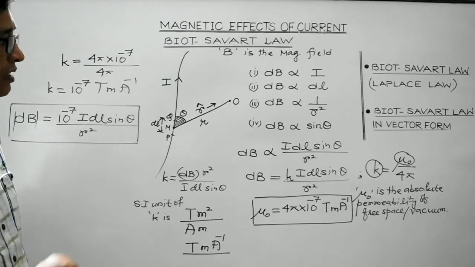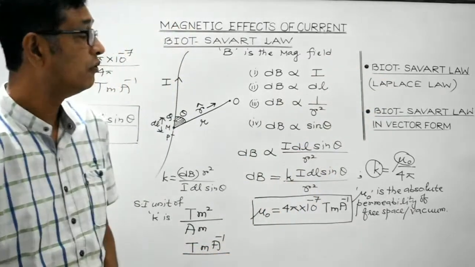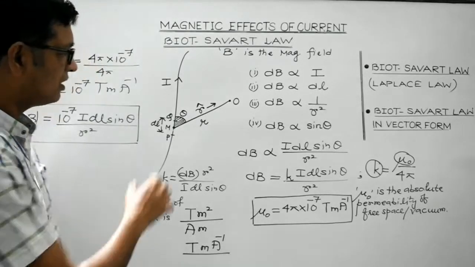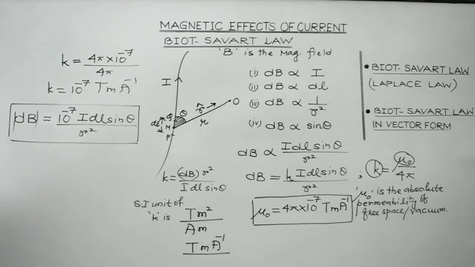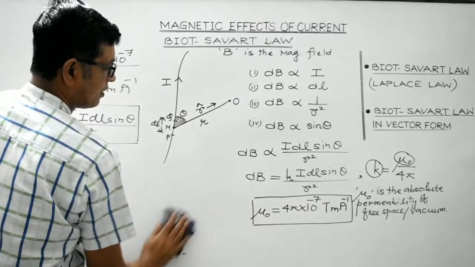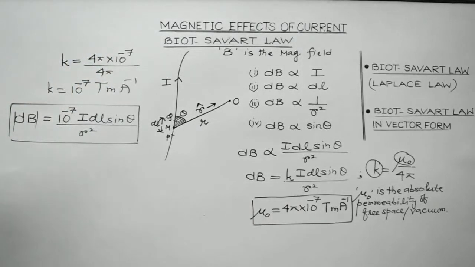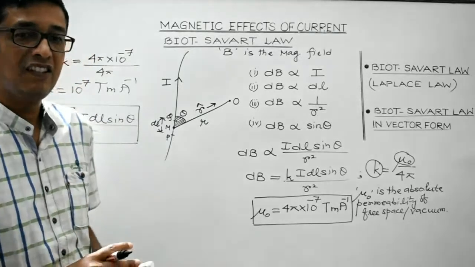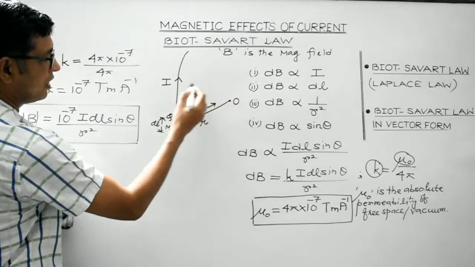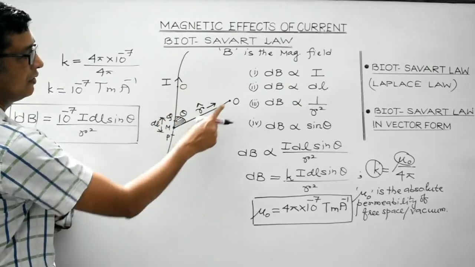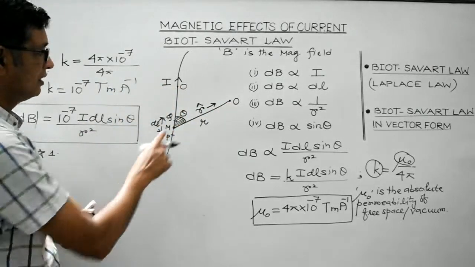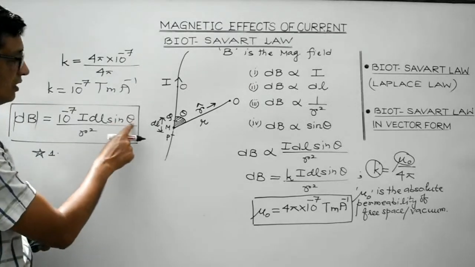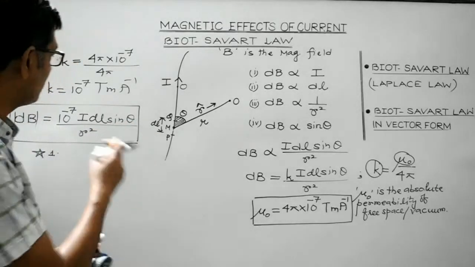So before we start with the Biot Savart law in the vector form, we must discuss some special cases as well, right? One of the cases, the first very important point is, what happens if this observation point lies on the conductor? Suppose this is the conductor. If this observation point O lies somewhere over here, then theta would become 0. If theta is 0, then sine 0 is 0. So the magnetic field becomes 0.